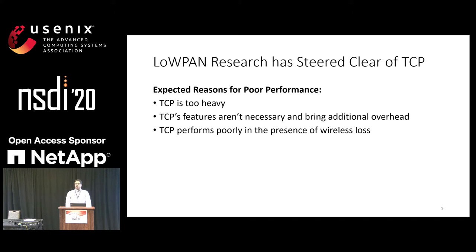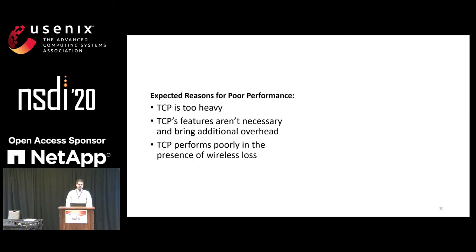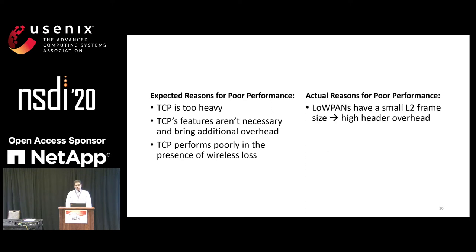So what we did is that we actually ran TCP in a LoWPAN to see what would happen. And we found that out of the box, TCP does perform poorly, but not for these expected reasons. The actual reasons that we observed are that the small MTU provided by LoWPANs results in high header overhead, that hidden terminals are a serious issue for TCP over multiple wireless hops, and finally, that out of the box, TCP does not play well with the kind of link layer scheduling you need to maintain a low duty cycle.